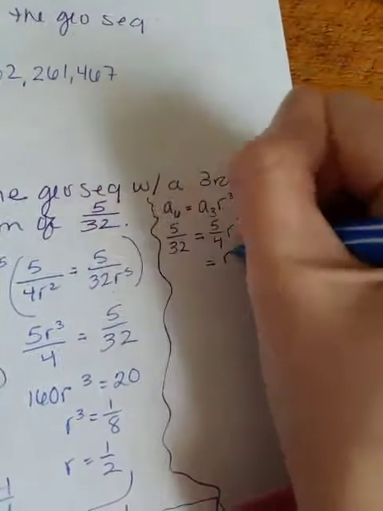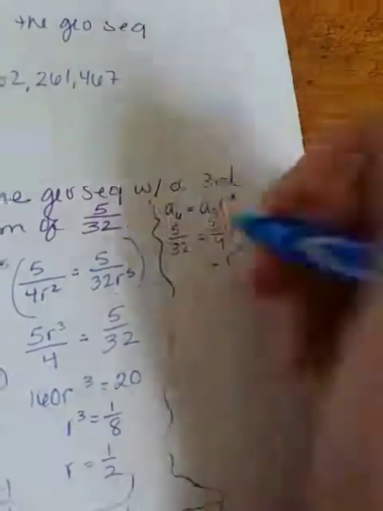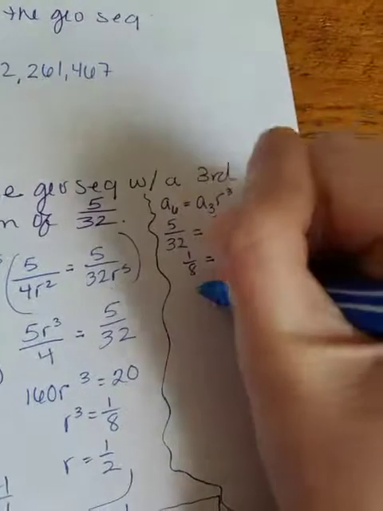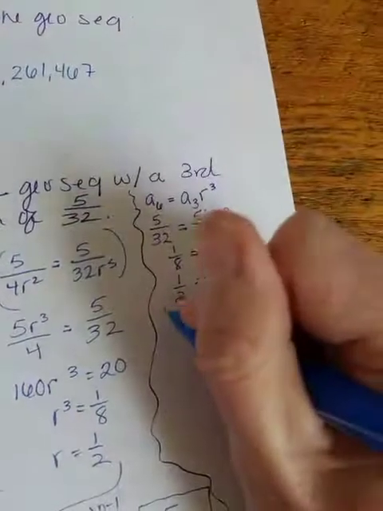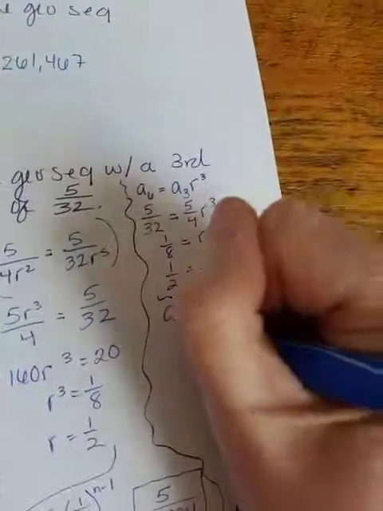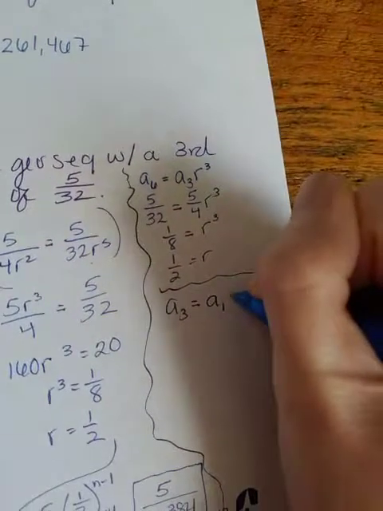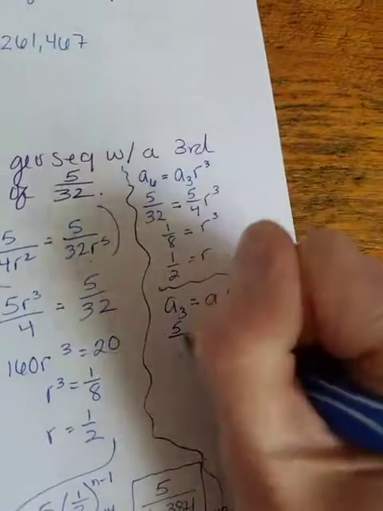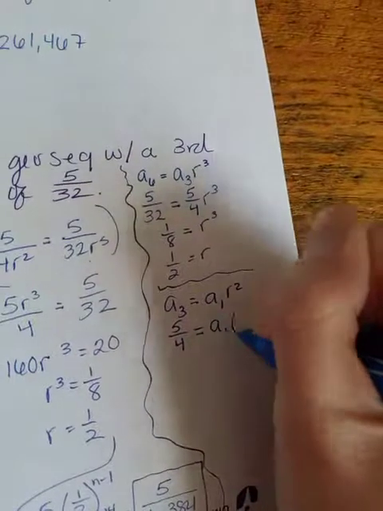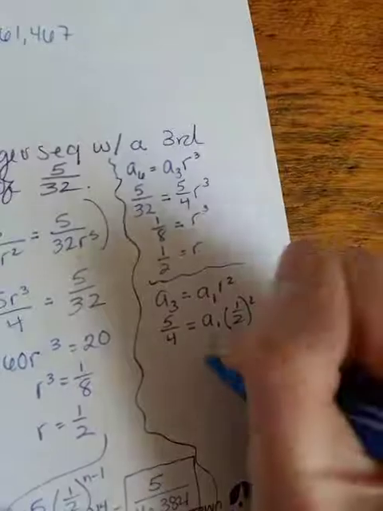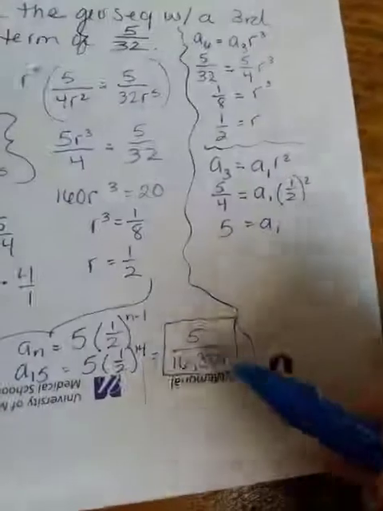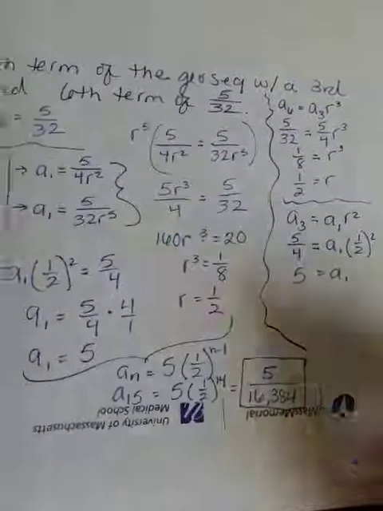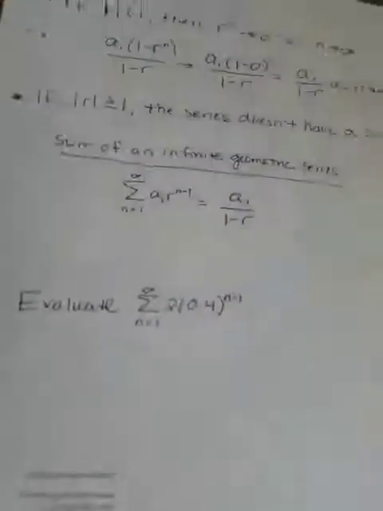So again, you're going to get much more direct, many of you might think. R cubed is 1/8 once you simplify that. Take the cube root, so r is 1/2. All right, and again, through the same thing here, we know a sub 3 is a sub 1 times r squared. So I would have 5/4 equals a sub 1 times 1/2 squared. And once again, you'll get a sub 1 is 5. And then it would be the same thing from what I did down here to get your a sub 15. Okay, where am I? Sorry, wrong side.